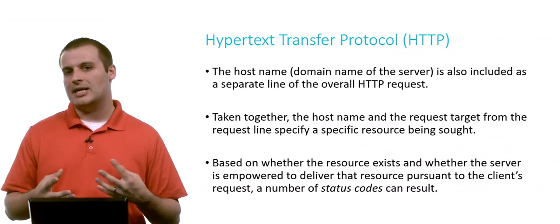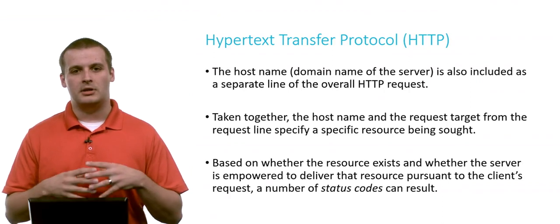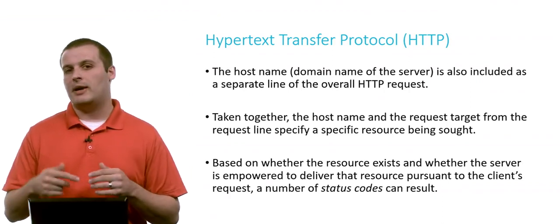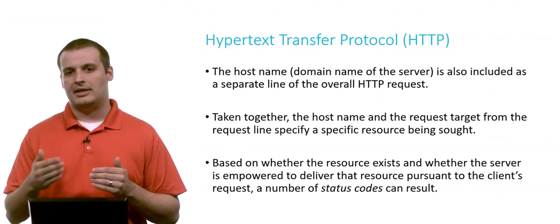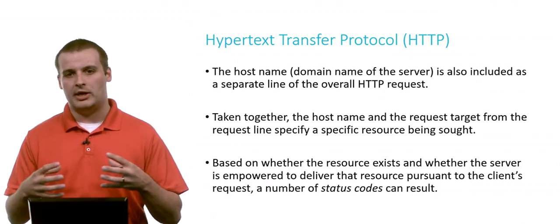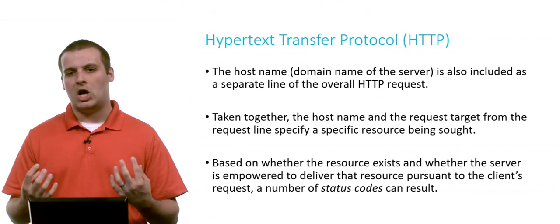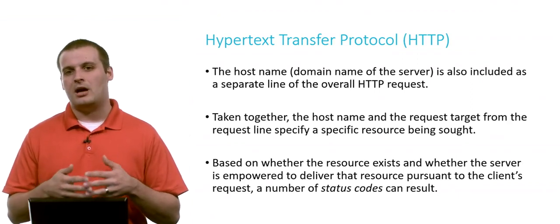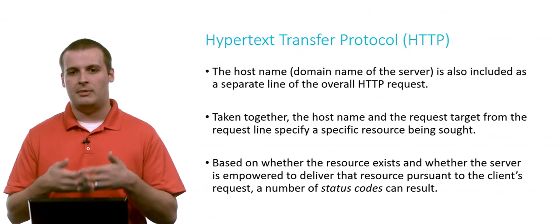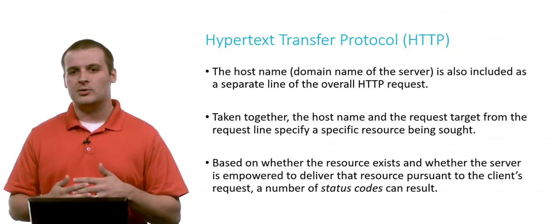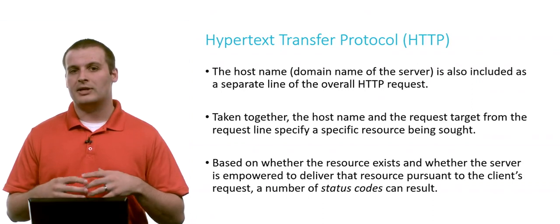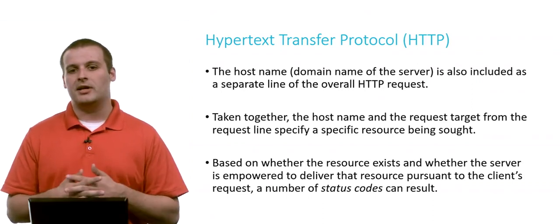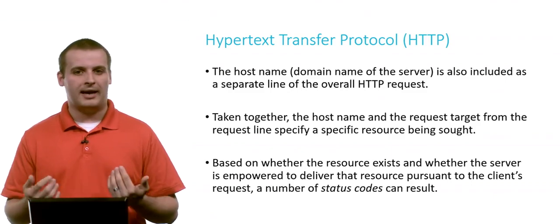In our 404 example a second ago, I was asking again for www.cats.com, cats.com being the host. And in my request line, I said /cats.html. That was my request target. So overall, I was asking for the contents or the resource located at www.cats.com/cats.html. And then based on whether the resource exists and whether the server can deliver the resource pursuant to the client's request, you might get various status codes back.